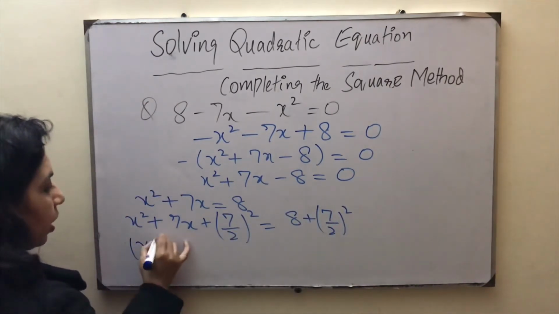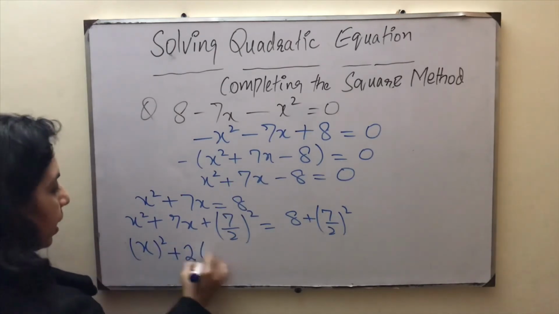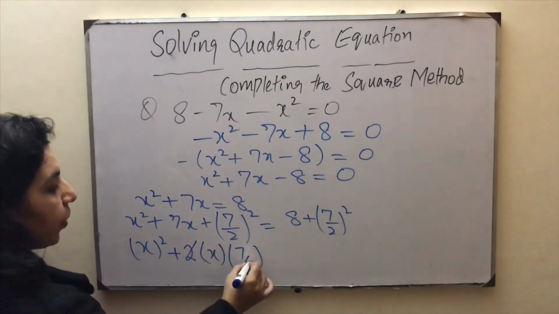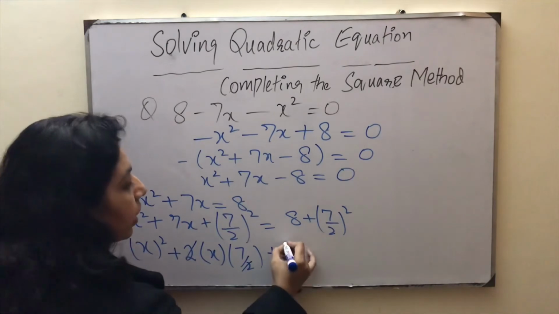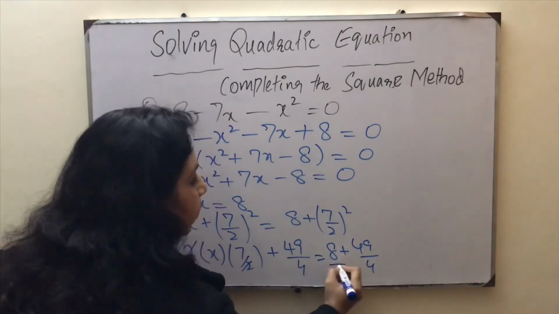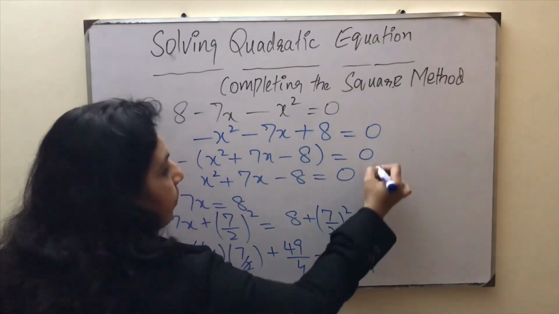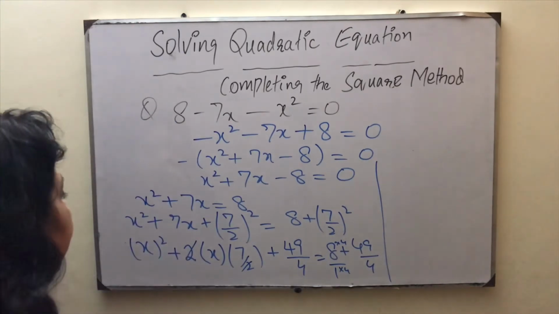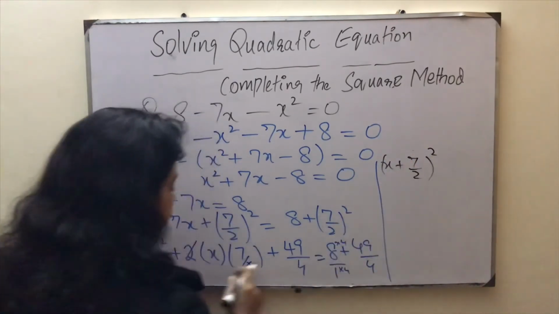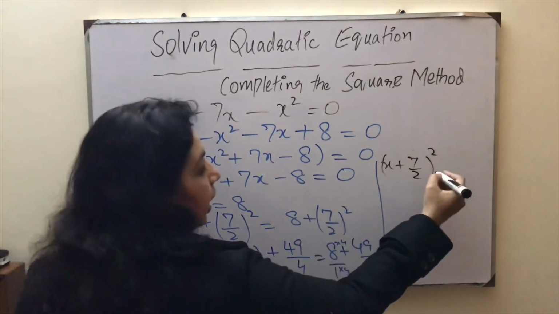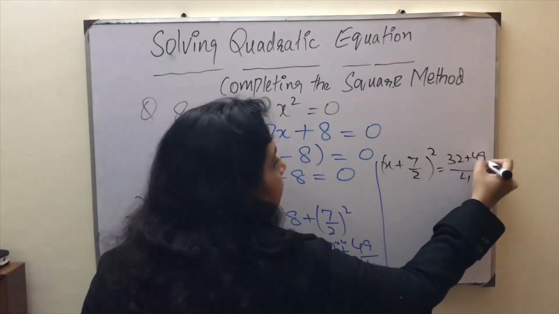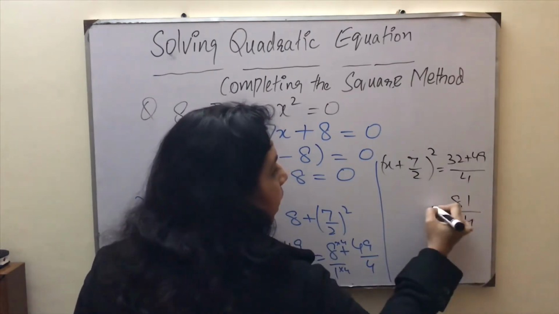It will be x square. Look, twice x into 7 over 2 automatically gives you 7x of the middle term. This is 49 over 4. On the other side you have 49 over 4 and I shall put here 1 and take the LCM. Then I shall have x plus 7 over 2 whole square on this side, and on the other side I have 8 fours are 32 plus 49, it is 81.